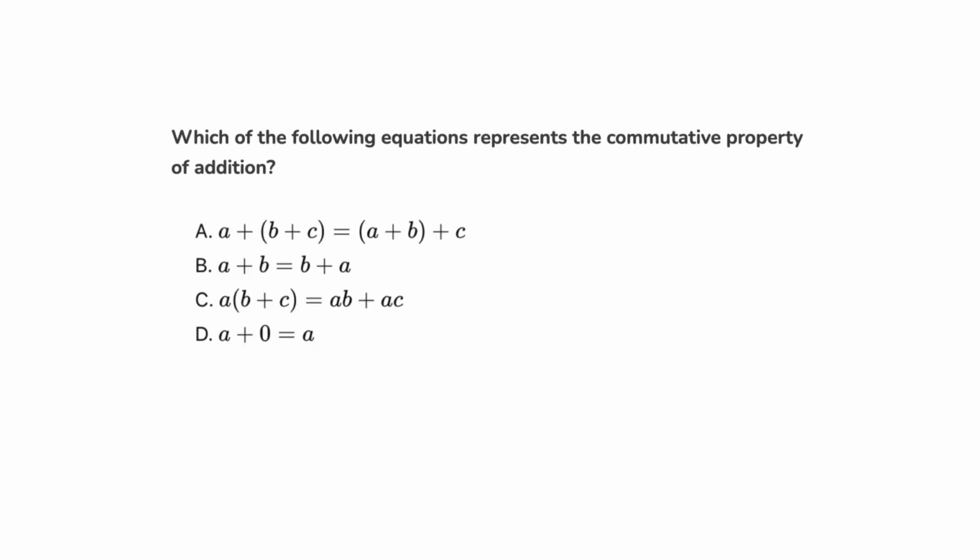Which of the following equations represents the commutative property of addition? The correct answer is option B. The commutative property of addition states that changing the order of the addends does not change the sum.